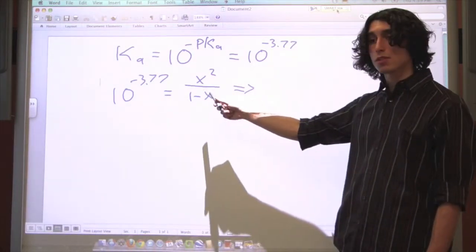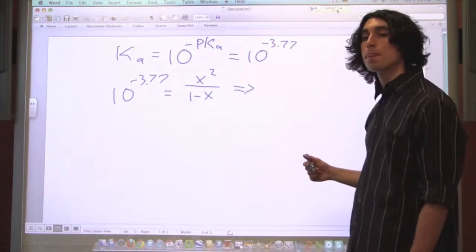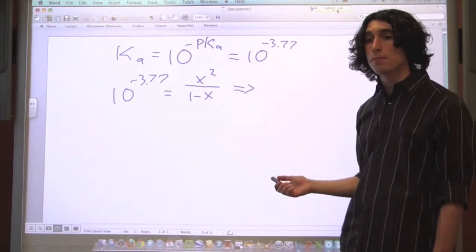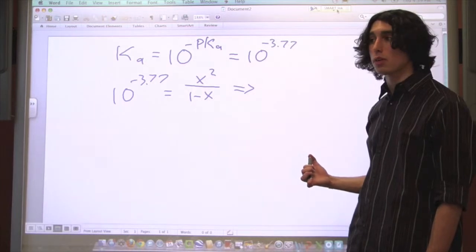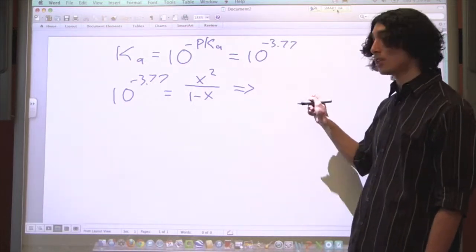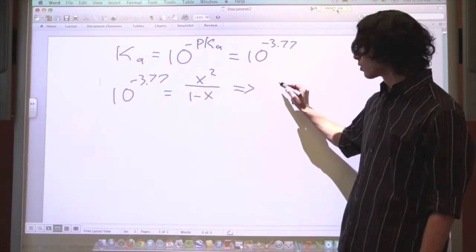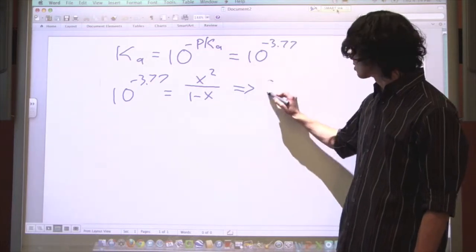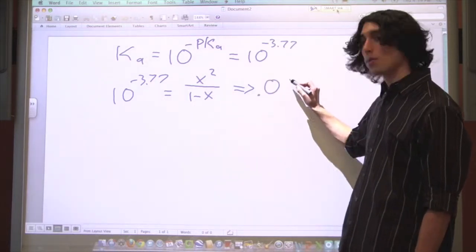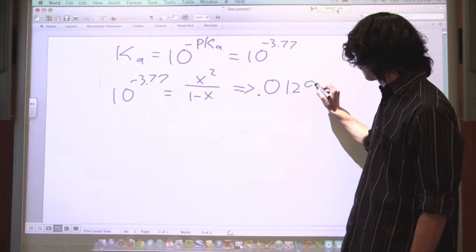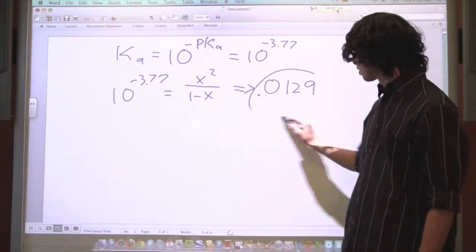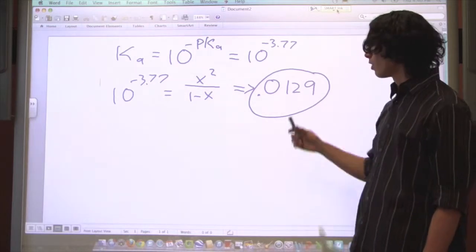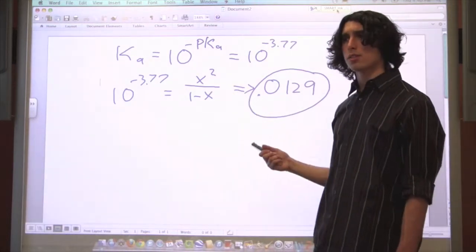If you rearrange this as a quadratic equation, then you can either use the quadratic formula to solve that, you can factor on occasion, or you can solve it graphically on your TI. And if you were to do that, you'd find that x is equal to 0.0129. So what does this number mean? Well, that's x. That's the extent of reaction.